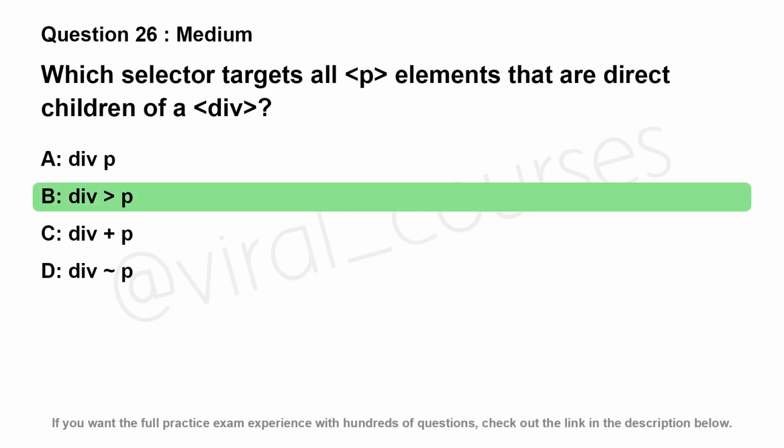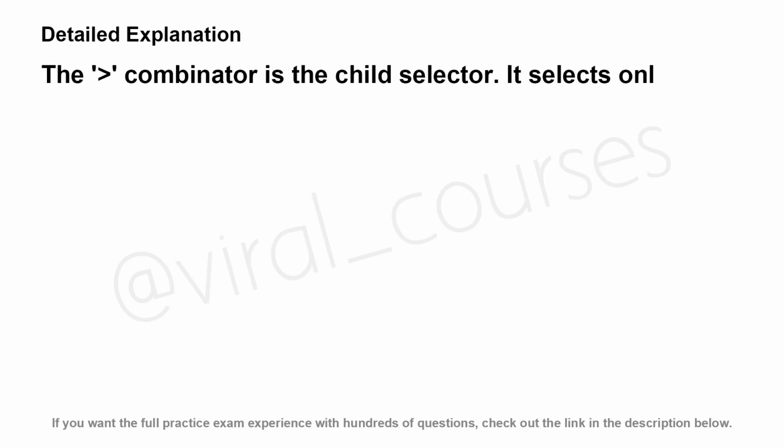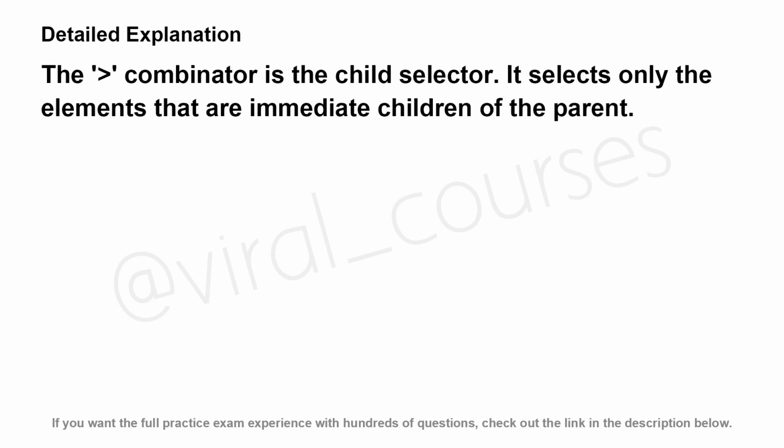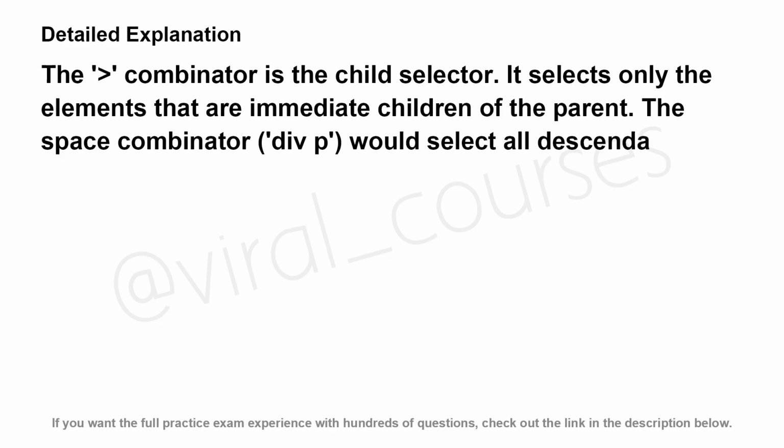The correct answer is B. The greater-than combinator is the child selector. It selects only the elements that are immediate children of the parent. The space combinator, div p, would select all descendants, including grandchildren.